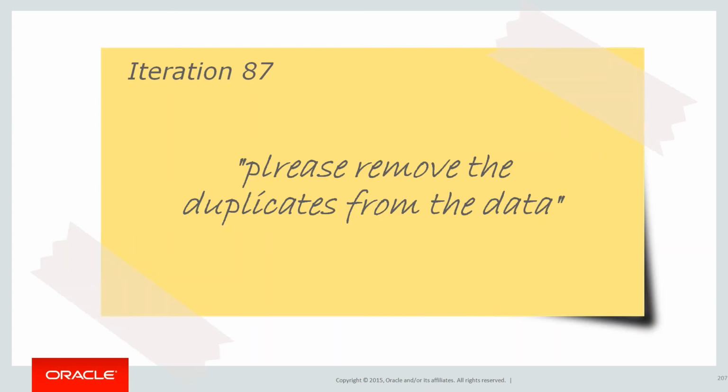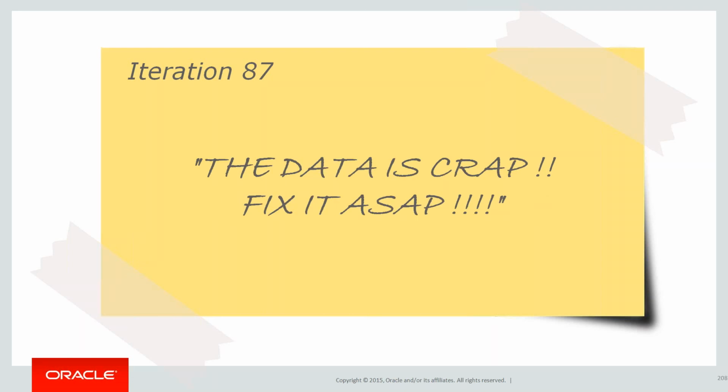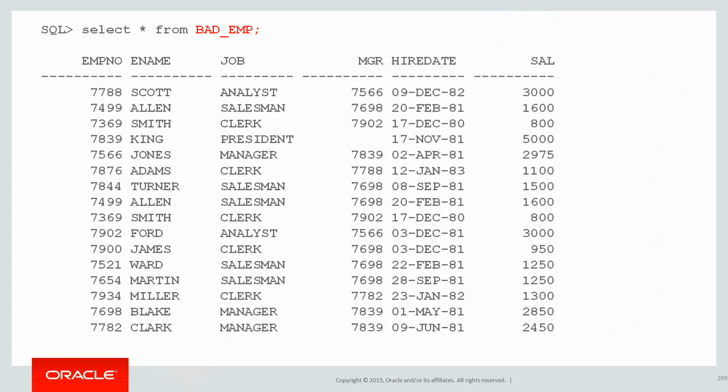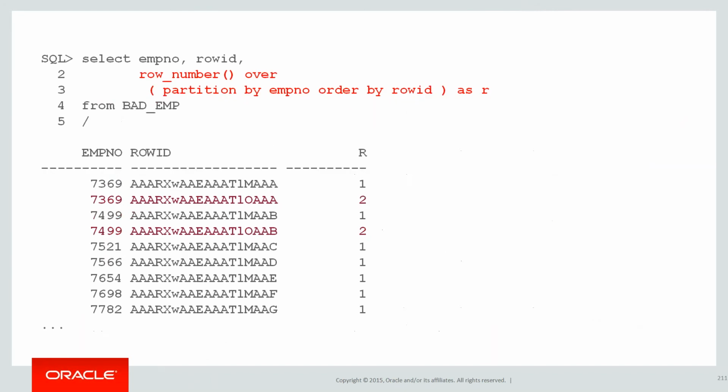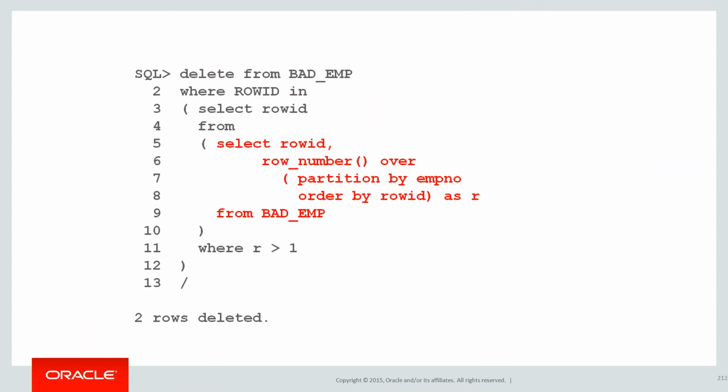Some of the other classical problems, removing duplicates from the data. It's got nothing to do with statistical analysis, which really means when someone says remove the duplicates, what they're really saying is your data is crap and it has to be fixed ASAP. How do we do it? Here's our bad employee table. I've highlighted some bad rows because Alan and Smith are duplicated and they weren't meant to be. So using an analytic, partition it by the logical primary key of employee number, order it by row ID. Each of the duplicates now has a row number of 2 assigned to it. So I simply take that query, bang it into a subquery, and that's how I delete the duplicates.